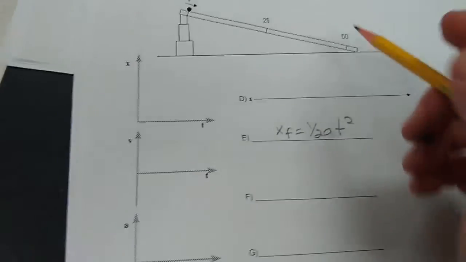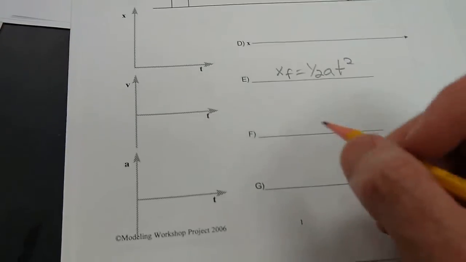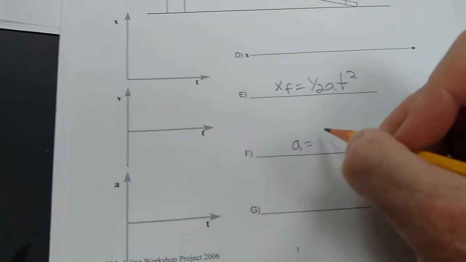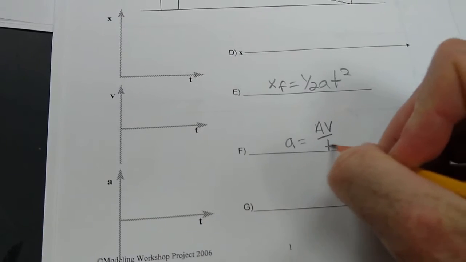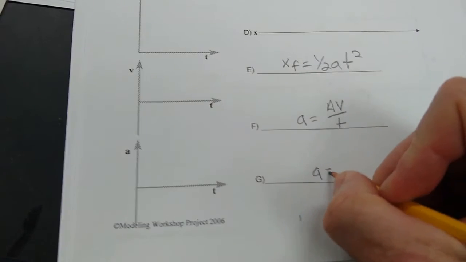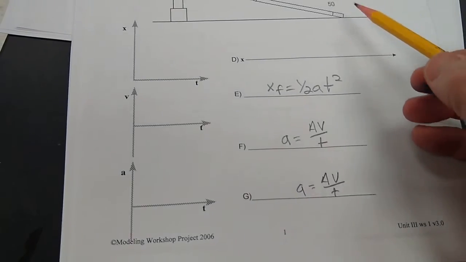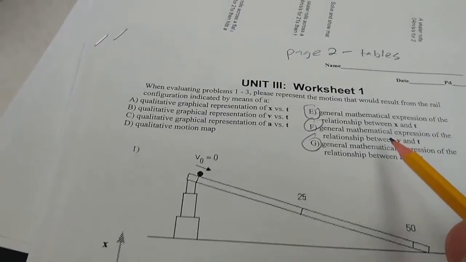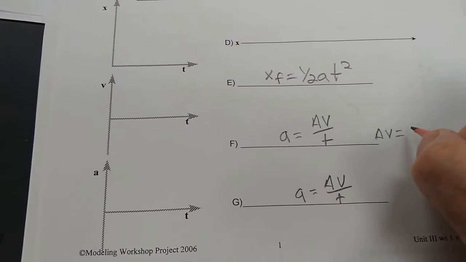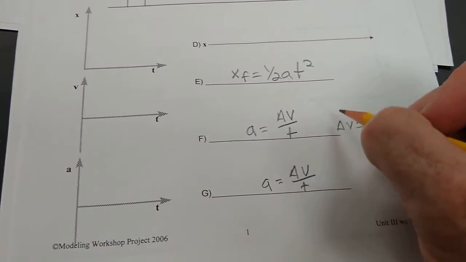All right. F, general mathematical expression between V and T. Okay. Here is the simple acceleration formula. Acceleration is equal to change in velocity over change in time, or the amount of time that went by. So we could put that for F and G. And if you feel like moving them around, you can. General mathematical expression between V and T. So you could put change in velocity is equal to acceleration times time. Does that make sense?